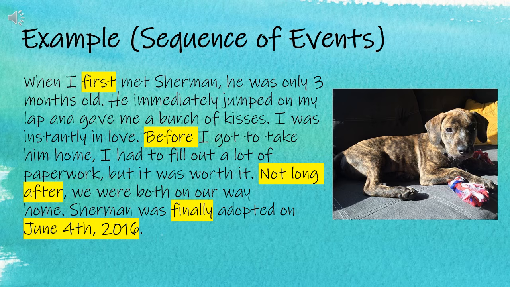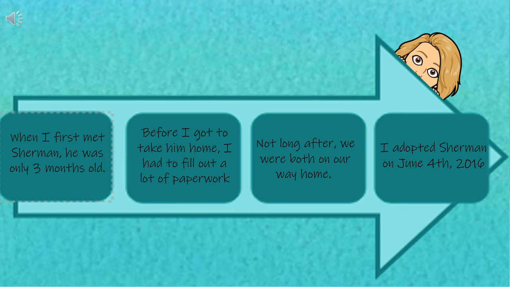The signal words in this example are first, before, not long after, and the specific date, June 4th, 2016. The events in the example were listed in order. First, I met Sherman when he was only 3 months old. Before I got to take him home, I had to fill out a lot of paperwork. Not long after that, we were both on our way home. I adopted Sherman on June 4th, 2016.